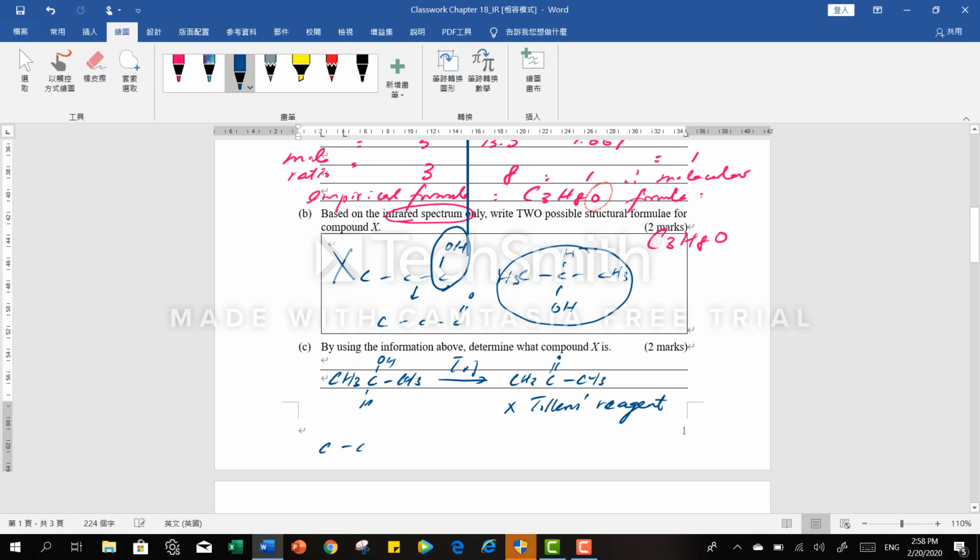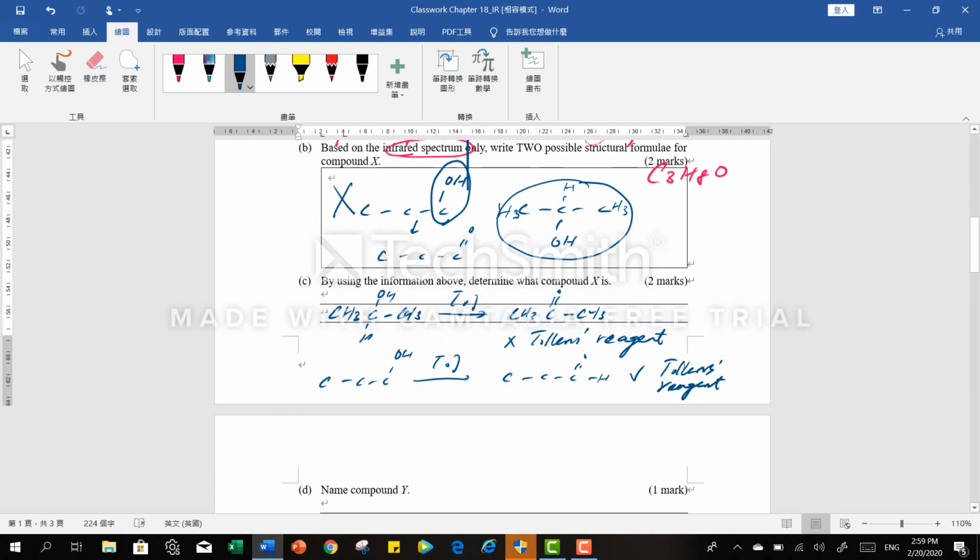But if it is a primary alcohol, upon oxidation the product that contains only one oxygen should be an aldehyde. Then it will show a positive result with Tollens' reagent, which is not consistent with the information given in the question. So that will be this one, propan-2-ol, okay?